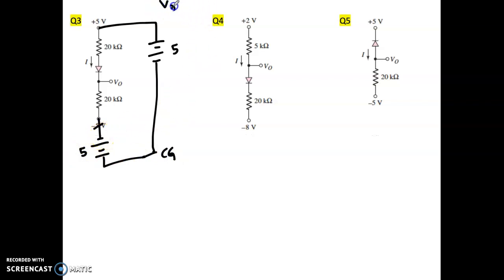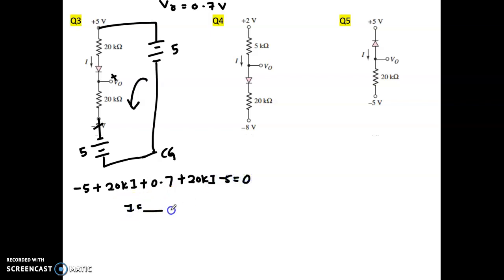So let's say this question is V gamma, the PLM1. We say V gamma is equal to 0.7 volt. So the KVL equation says minus 5 plus 20K I plus. No, you need to replace your diode with the PLM1. So it becomes V gamma 0.7 plus. You can ignore this one because it's a probe. So plus 20K I minus 5 equal to 0, and then you can get your I.